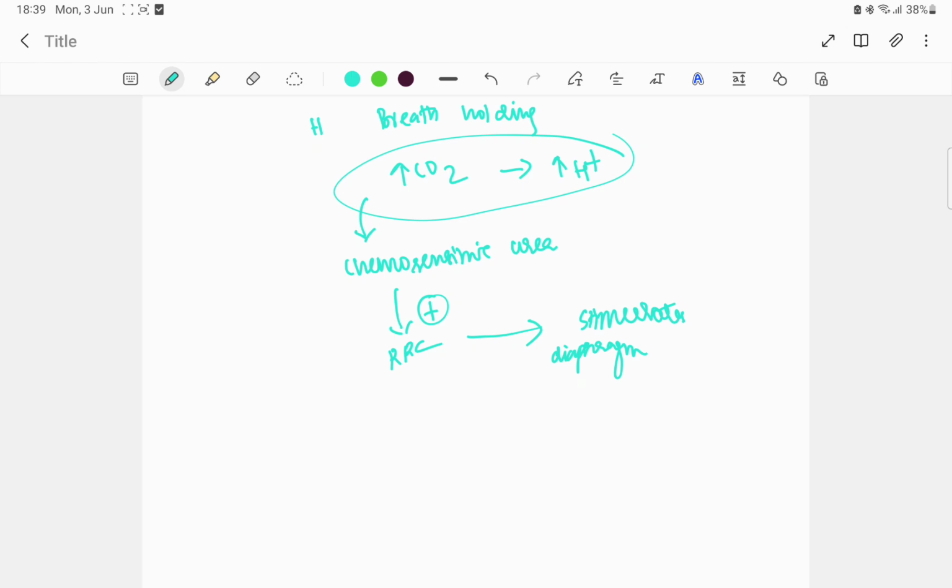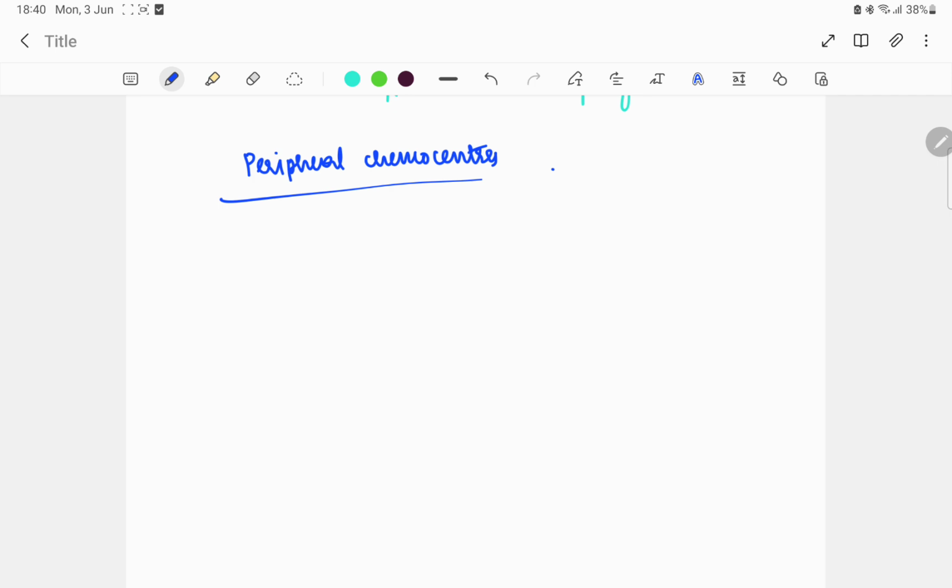So again I will repeat: breath holding causes an increase in carbon dioxide, which results in a simultaneous increase of hydrogen ions. These two chemicals will go and stimulate the chemosensitive area in the medulla oblongata. Whenever the chemosensitive area is active, it stimulates the respiratory rhythm center, thereby it causes inspiration. This is the function of the chemosensitive area which is present in the medulla oblongata.